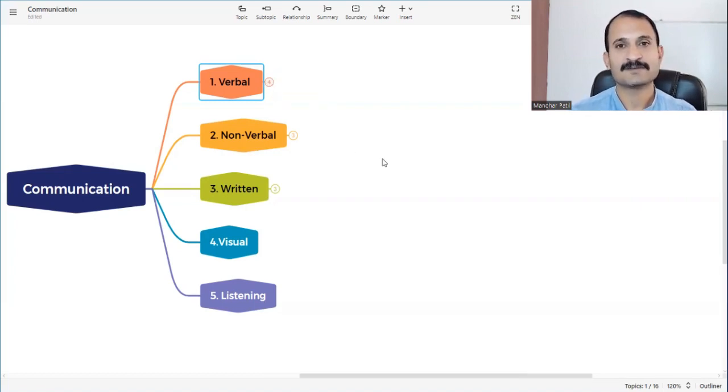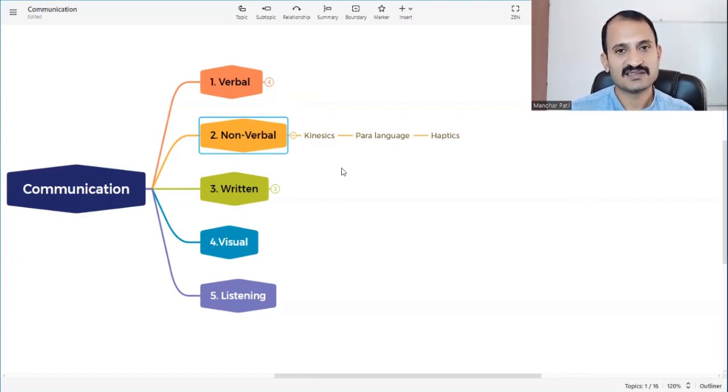Now what is non-verbal communication? This is passive communication in which we are not exactly using words, but we use our body language, our gestures, our facial expressions, our eye expressions. Our pitch and tone also come under non-verbal communication. What are the 3 types we'll see? First one is kinesics, then paralanguage and haptics. Kinesics means when you use your body, like a gesture or maybe a face expression.